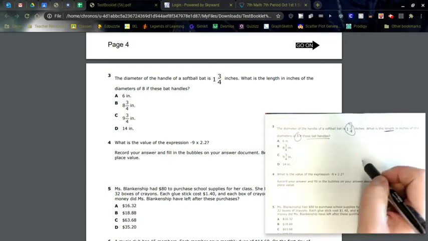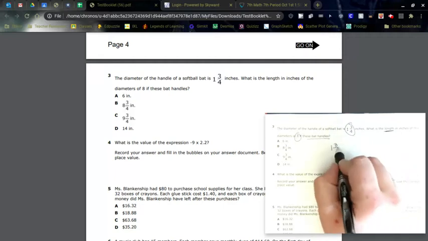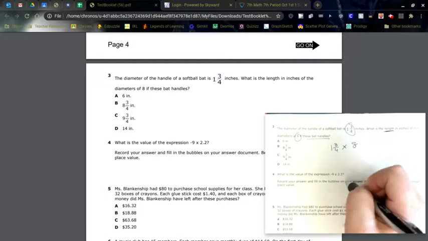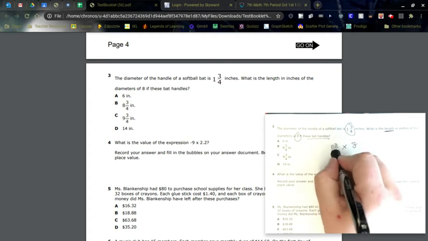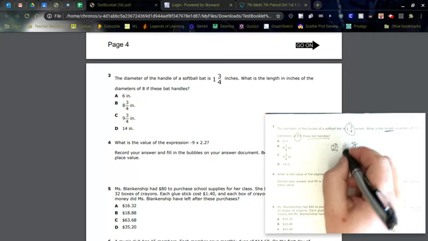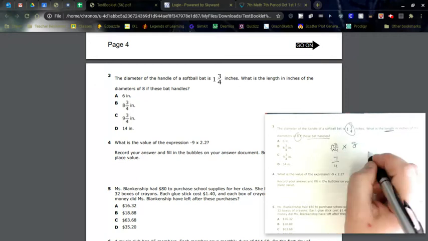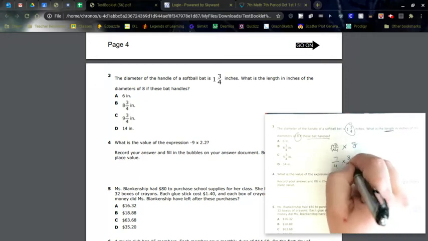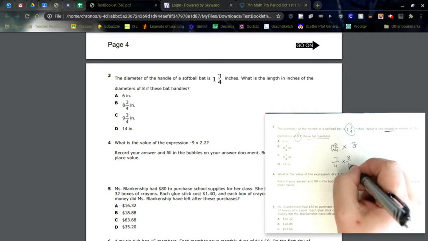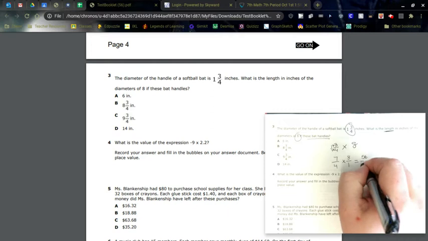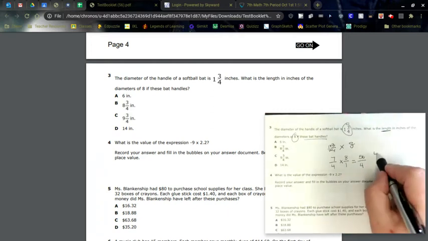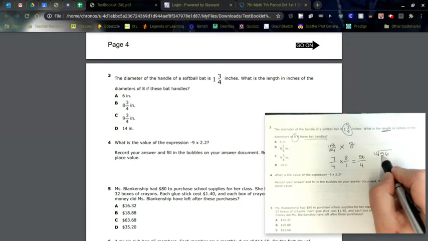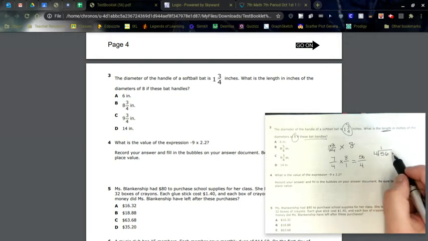In order to do that, I have to multiply 1 3/4 times 8. So I've got to change this into an improper fraction. 4 times 1 is 4, plus 3 is 7, and the denominator always stays the same. Then multiply it by 8 over 1, because anytime you have a whole number, you can put it over 1 to multiply it by fractions. 8 times 7 is 56 over 4, because 4 times 1 is 4. And then we divide that. 4 goes into 56. So 4 goes into 5 once.